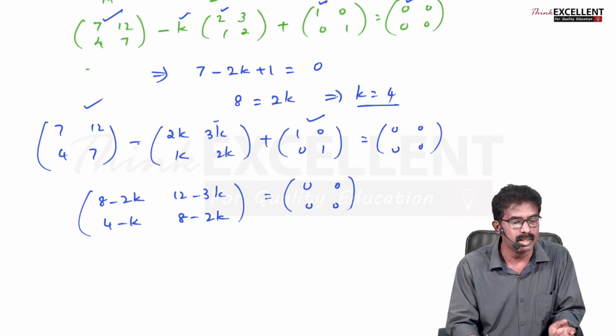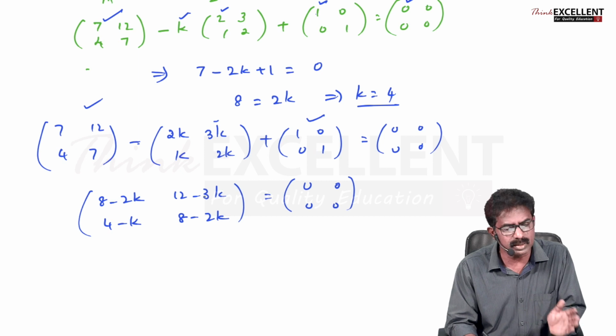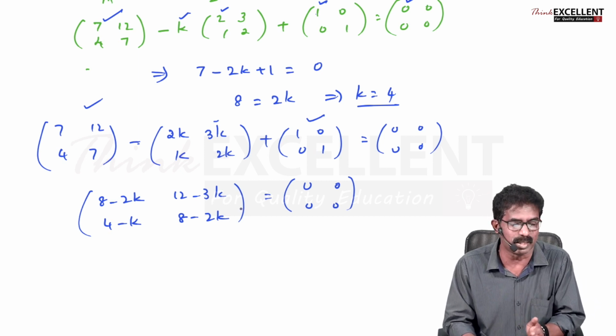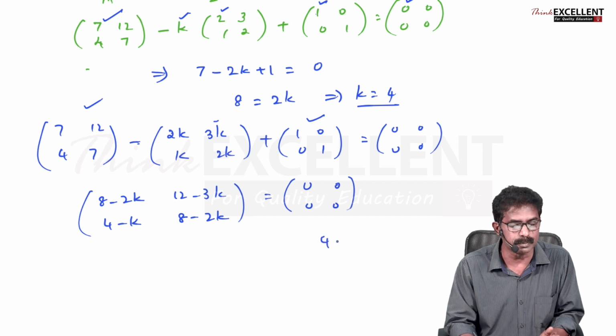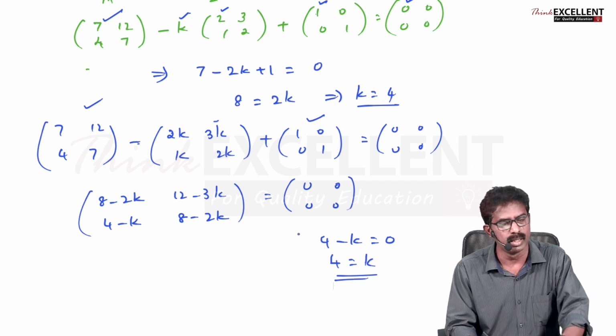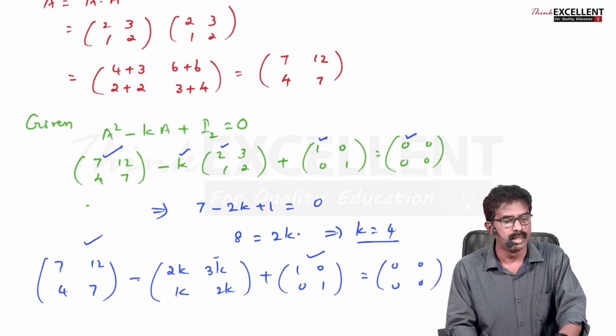First equal to first, you'll get the answer, I already taught that. Or second equal to second, you will get the same answer. Third equal to third is the simplest one, right? 4 minus k equal to 0, or 4 equal to k. So anyhow, the k value is 4, whichever method you use. So the first part is over.